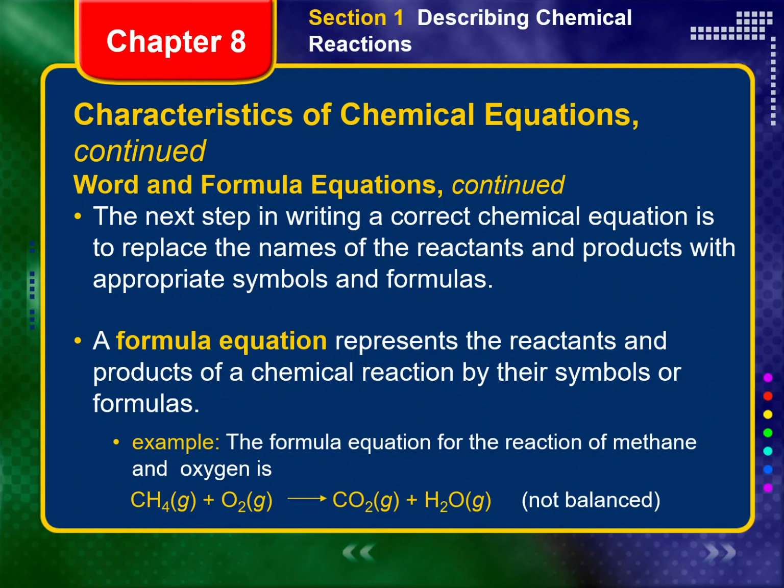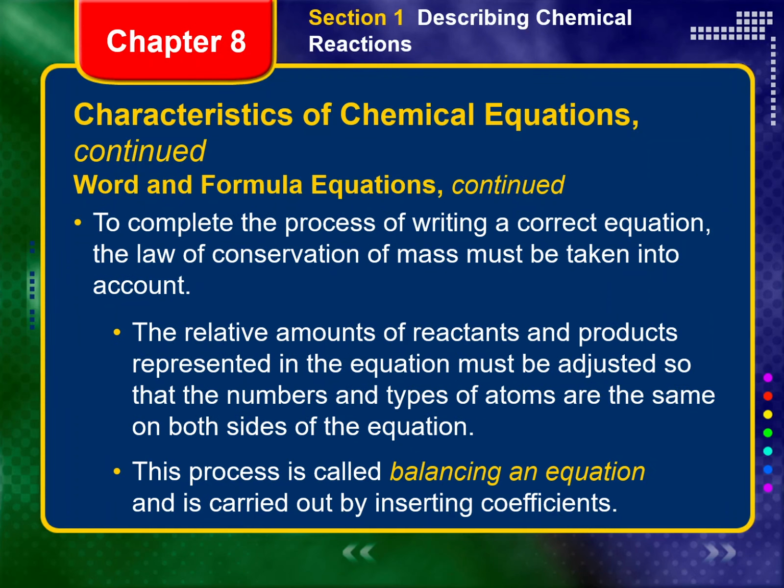A formula equation represents the reactants and products of a chemical reaction by their symbols or formulas. The formula equation for the reaction of methane and oxygen is written on the screen here. The (g) in parentheses after each formula indicates that the corresponding substance is in the gaseous state. Like a word equation, a formula equation is a qualitative statement. It gives no information about the amounts of reactants or products.